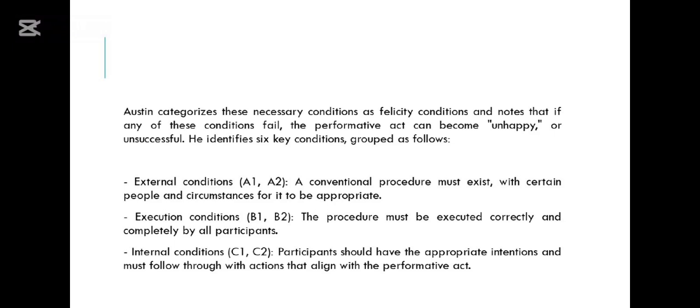For example, if someone makes a promise without intending to keep it, the act is unhappy due to insincerity, although it is not technically false. This framework has broader implications, as Judith Butler later argued, with gender assignment. For example, a doctor's pronouncement of a newborn's gender can be seen as a performative act that assigns identity based on specific social and institutional contexts.